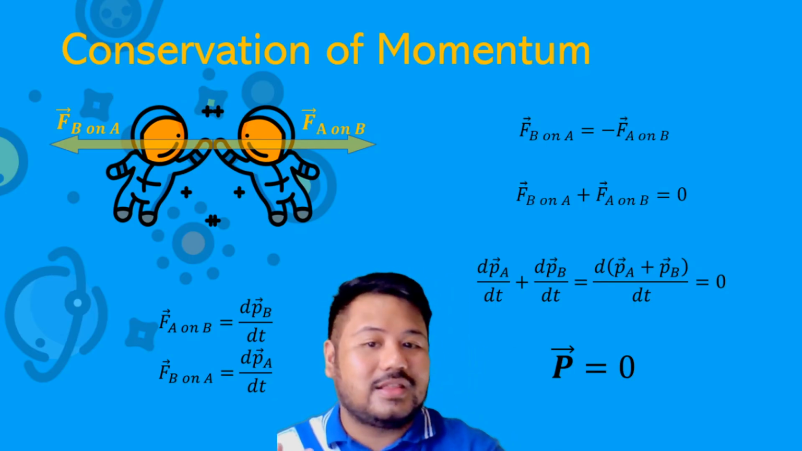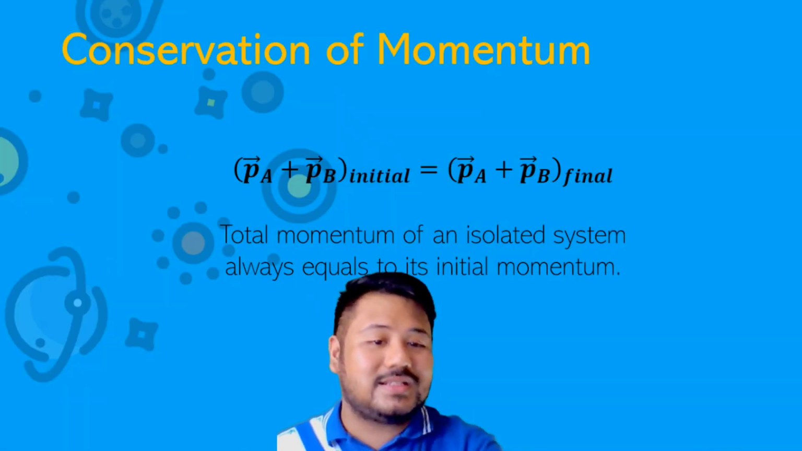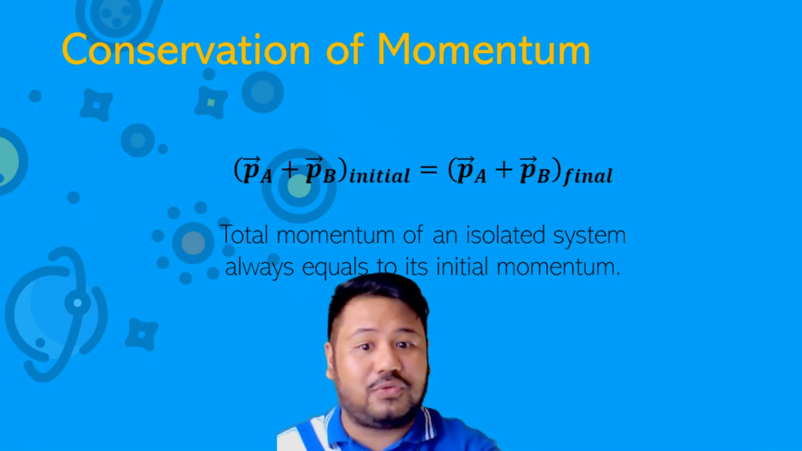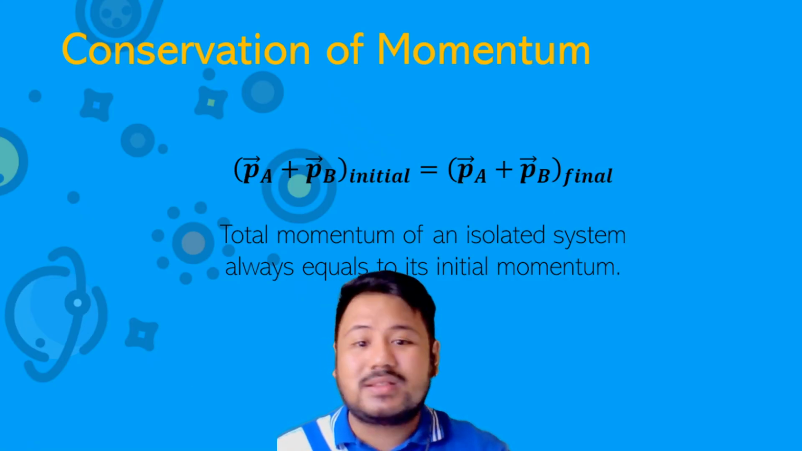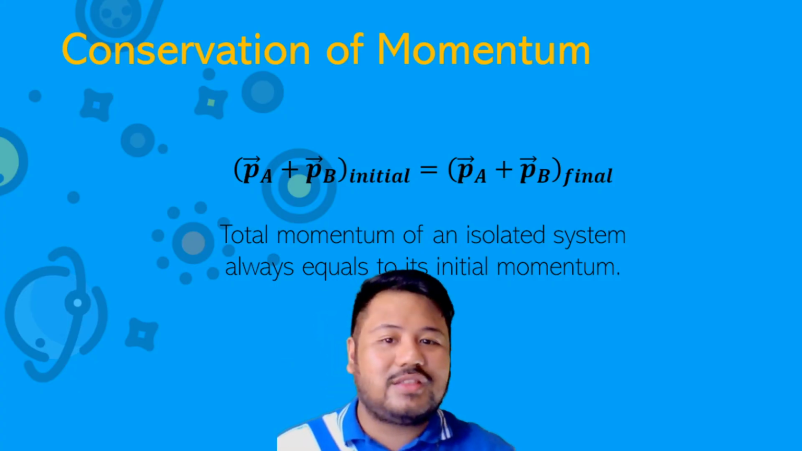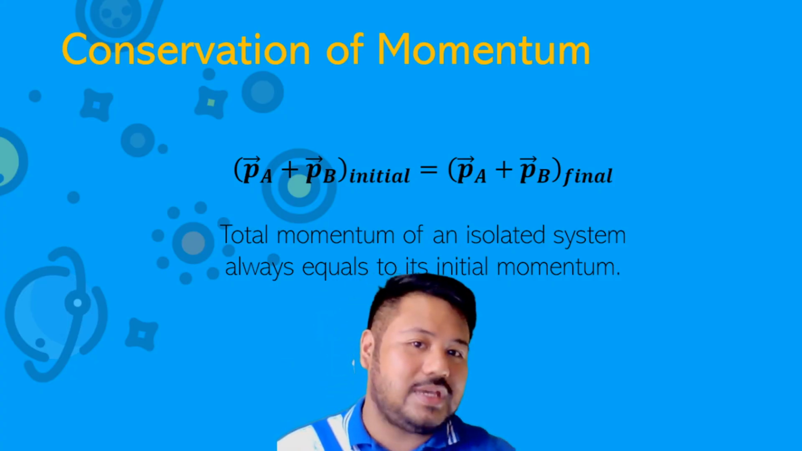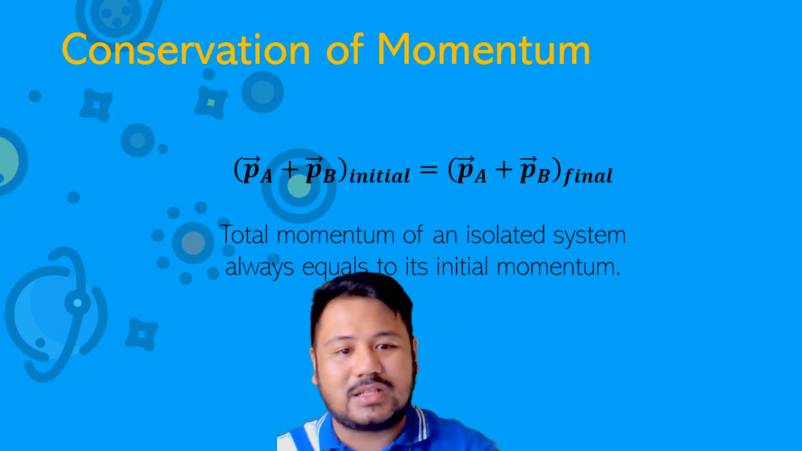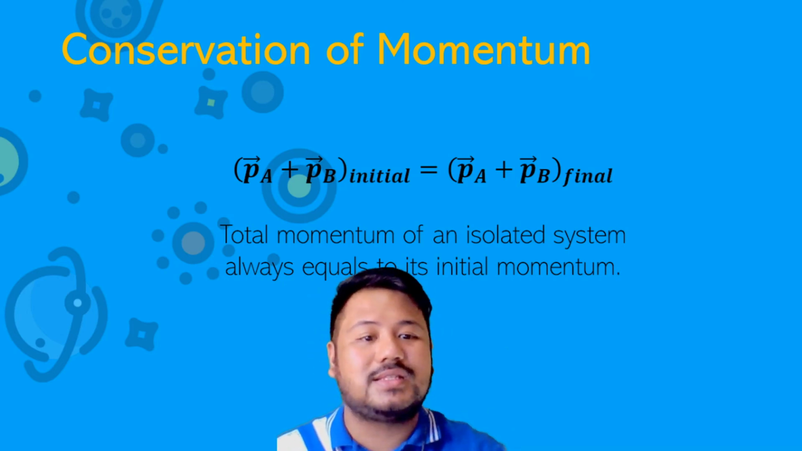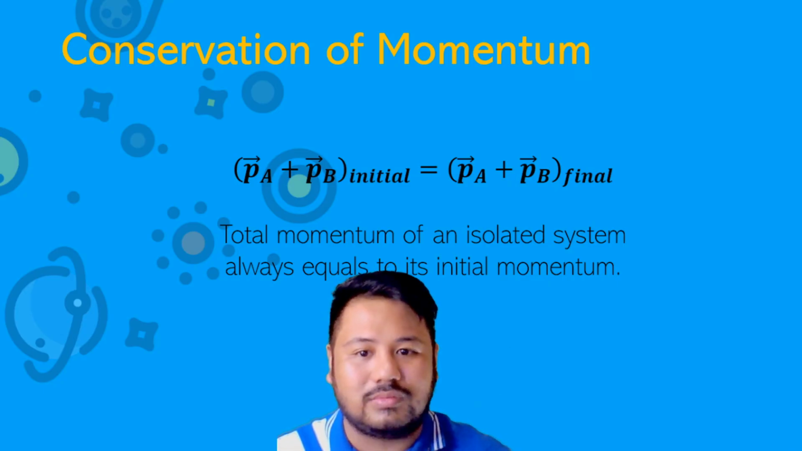In general, the simplest form of the principle of the conservation of momentum is: if the vector sum of the external forces on a system is 0, the total momentum of the system is constant. Equivalently, the total initial momentum should be equal to the total final momentum. This principle tells us that the total momentum of an isolated system is always equal to its initial momentum.